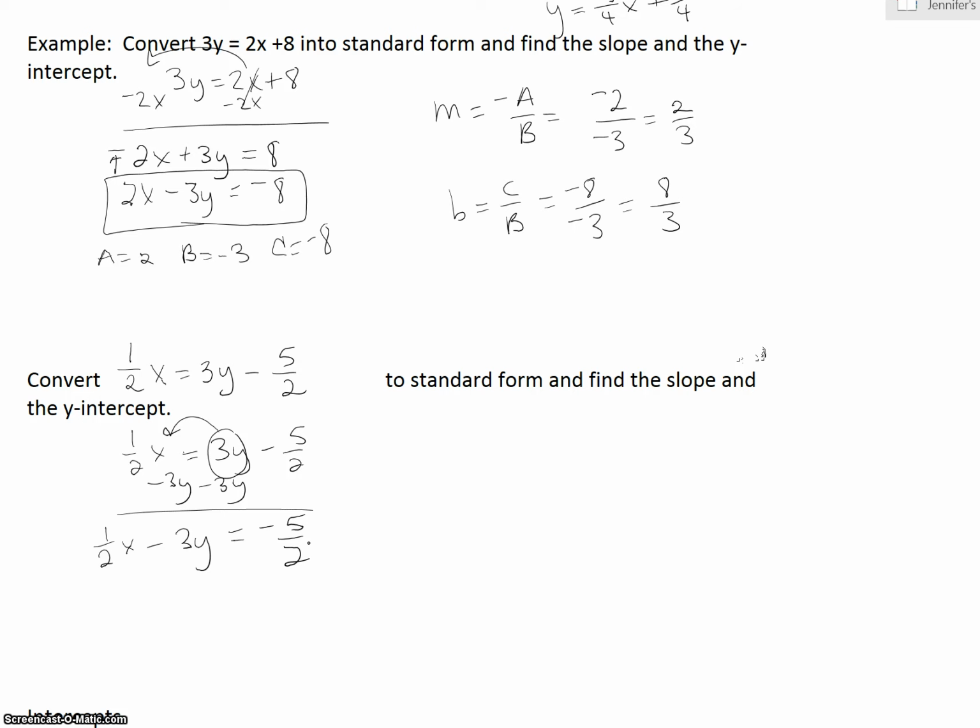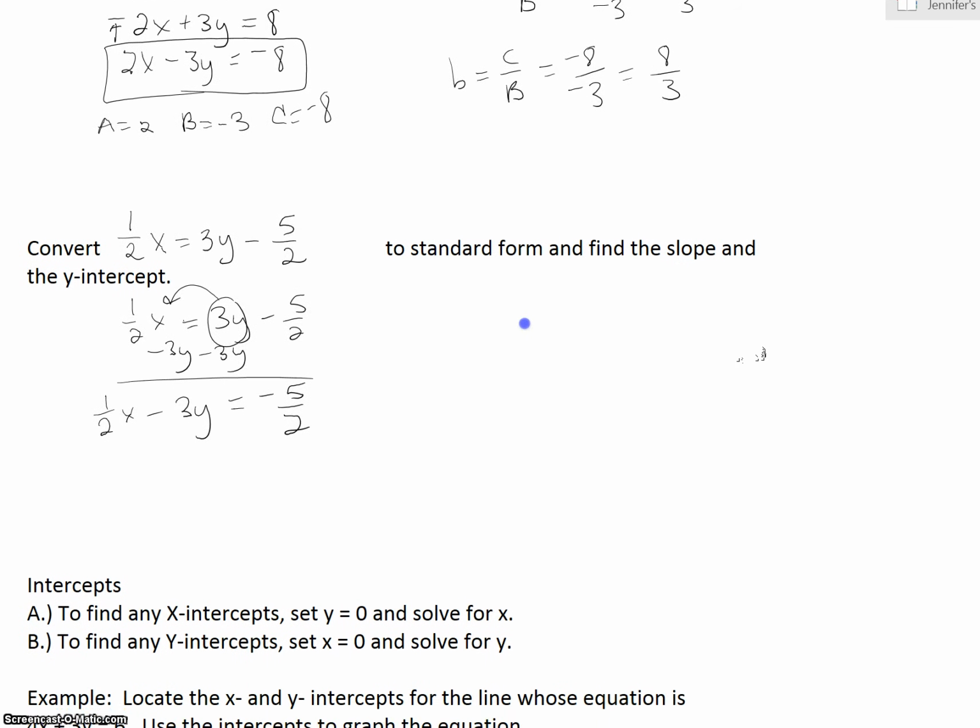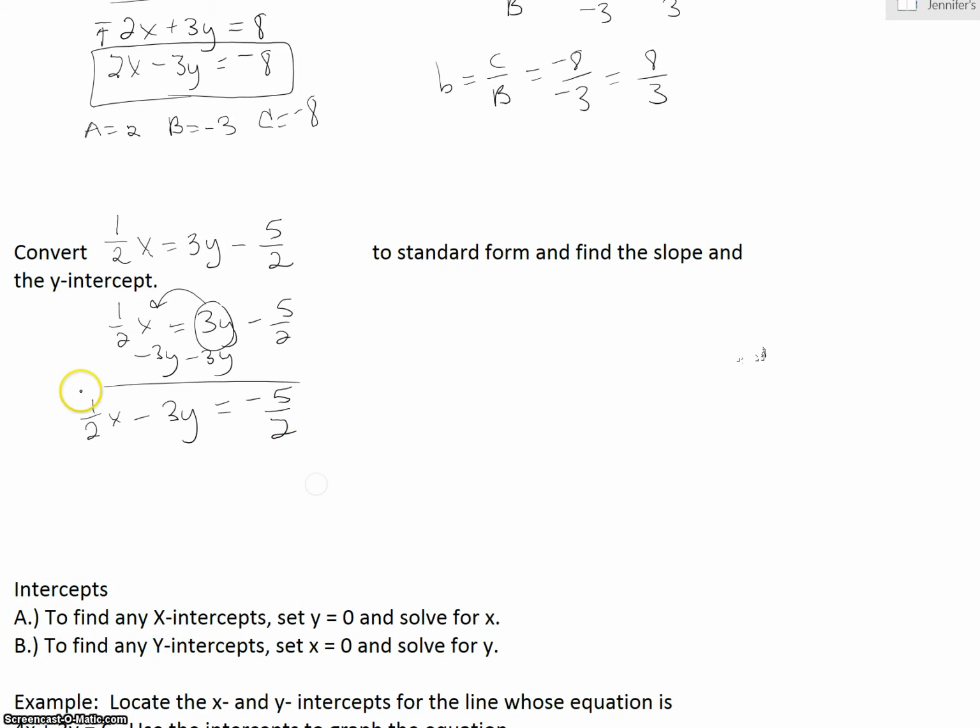And we need to get rid of those fractions. In standard form, you don't have fractions as your coefficient. So the LCD of these fractions is 2, so I'm going to multiply by 2 everywhere. Here, here, and here. So these 2 on the bottom and this 2 on the top cancel, and I get 1x minus 2 times 3y is 6y. These 2's cancel, and I get negative 5, and that is standard form for that equation.